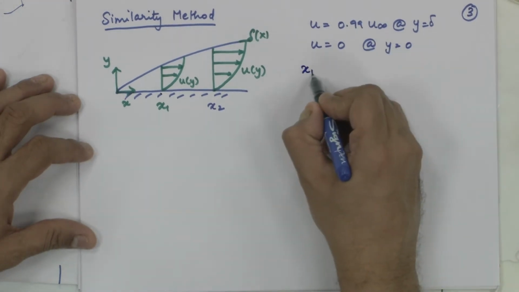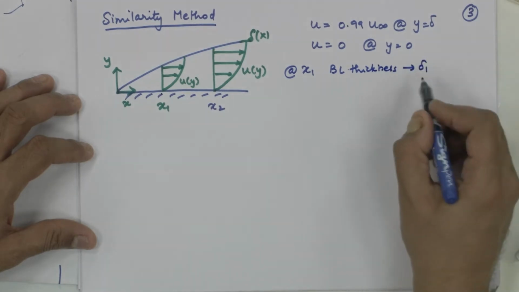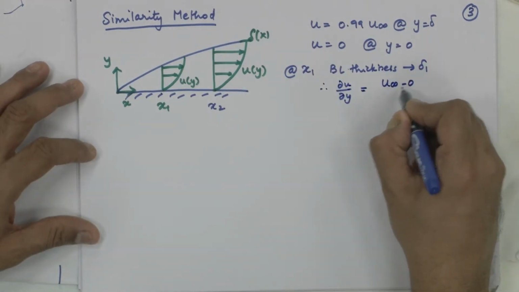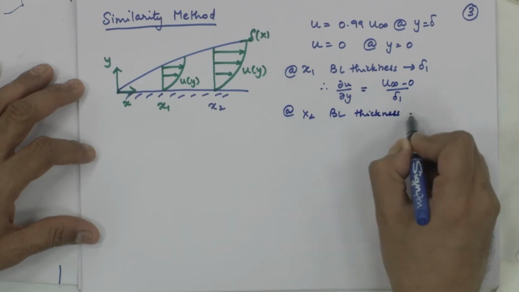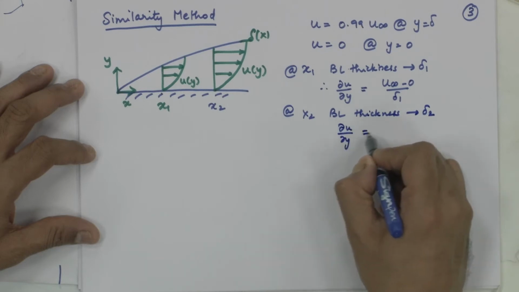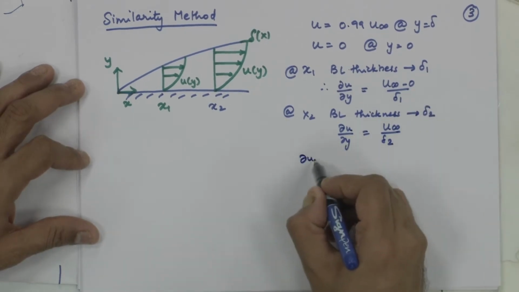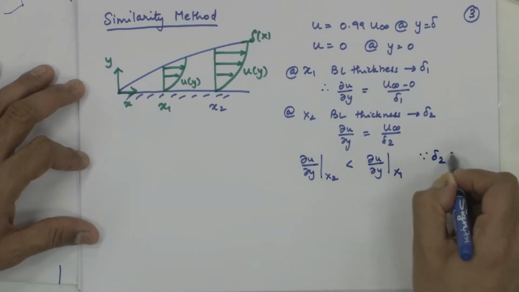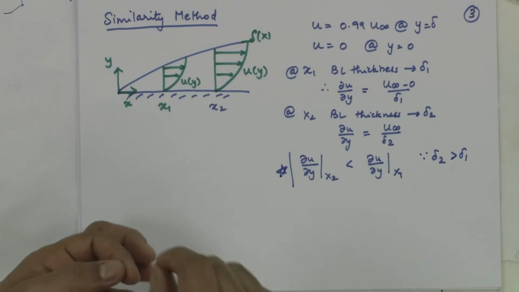One thing is, at x1 boundary layer thickness is delta 1, therefore, the change du by dy in a very gross way is u infinity minus 0 divided by delta 1. At x2 boundary layer thickness is delta 2, du by dy is u infinity by delta 2, and because delta 2 is greater than delta 1, du by dy at x2 is less than du by dy at x1. Okay. Now, the point being, the profiles are exactly of the same shape, same nature, except that it is altering its shape a little bit.